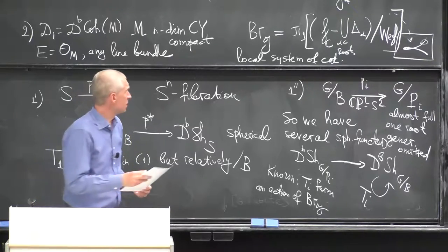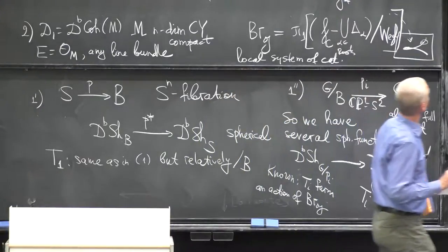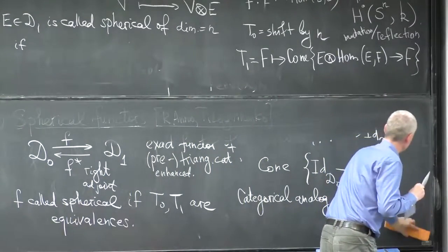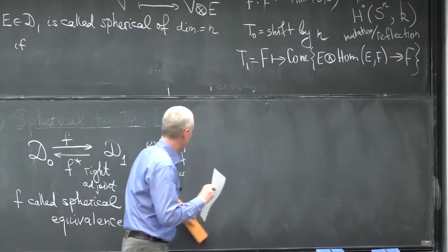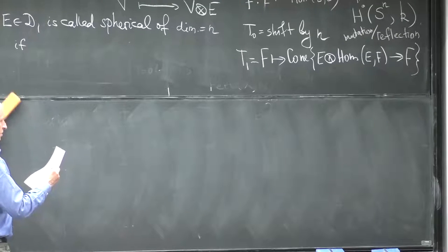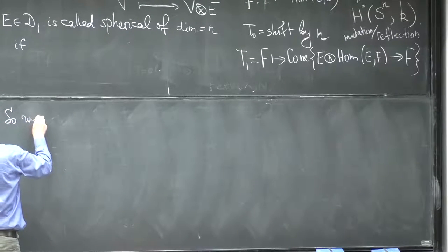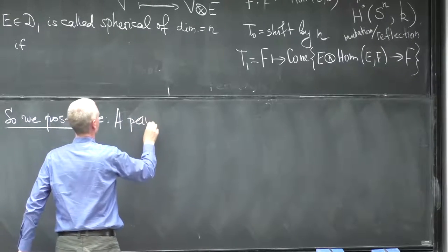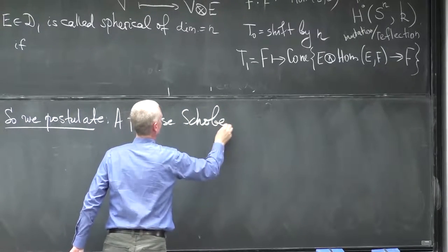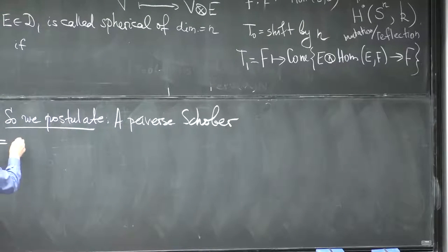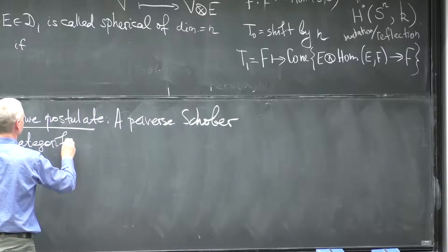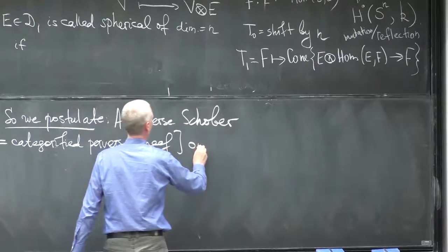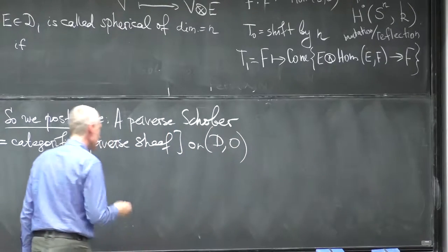In any case, we assume as a working definition that a perverse sheaf on a disk, at least, is a spherical functor. We simply assume this. And let's try to combine such things together in more geometric patterns. So we postulate that a perverse Schober, and by Schober I simply mean a categorified perverse sheaf, on the unit disk with singularity at zero is a spherical functor.